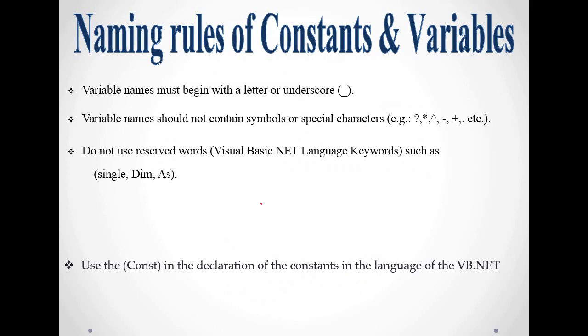So we have to understand the naming rules of constants and variables. How can we put the right names? Because it has rules. The variable names must begin with a letter, and I can also put an underscore, but we have to start with a letter.